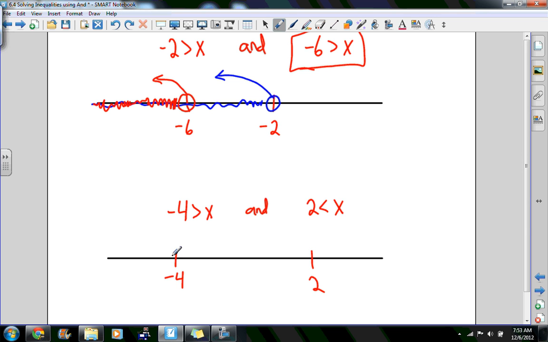And over here, if you have a -4 is greater than x, that means we're shading like this. And you have a 2 is less than x, that means we're shading like this. And since it's an and statement, we're waiting for where they're both true, and there's nowhere where they're both true, so this has no solution. Okay? Doesn't happen often, but they do show up once in a while.